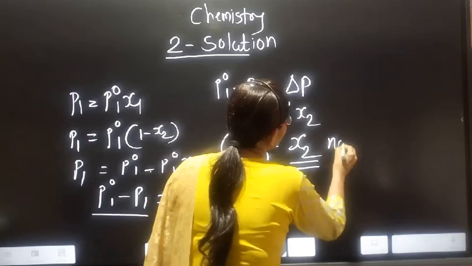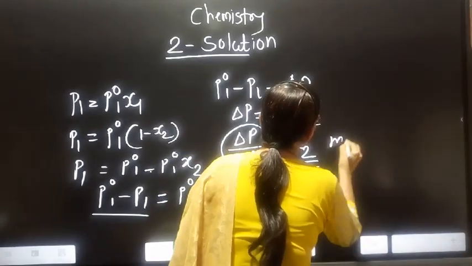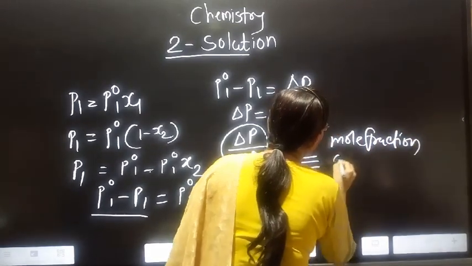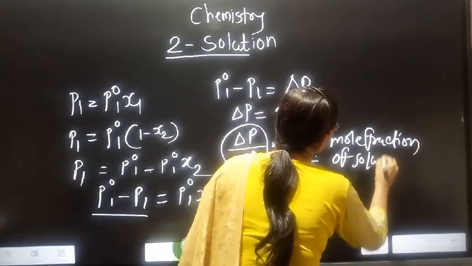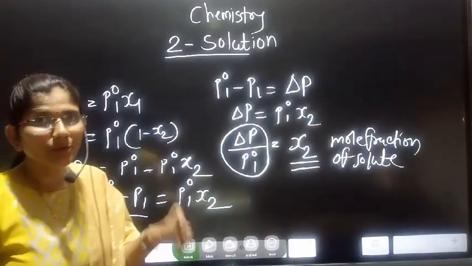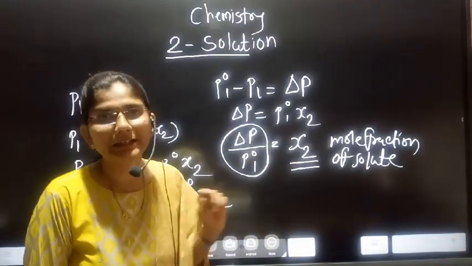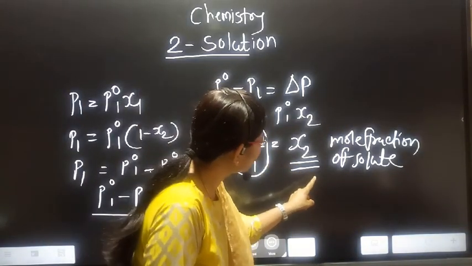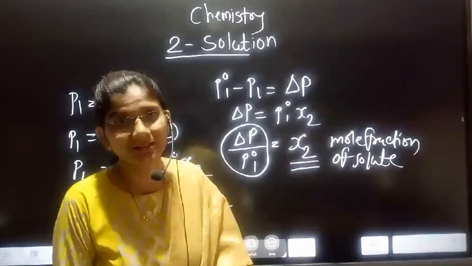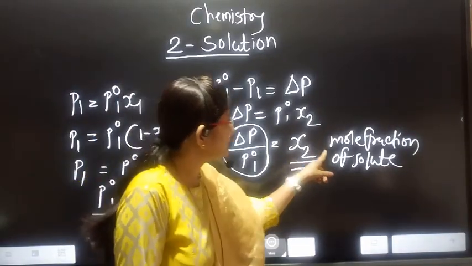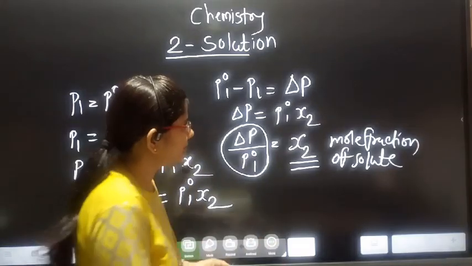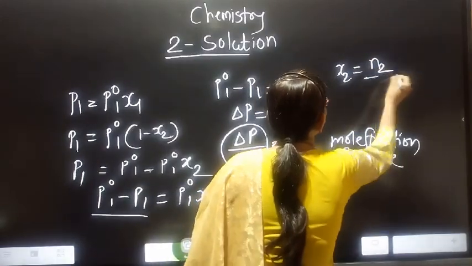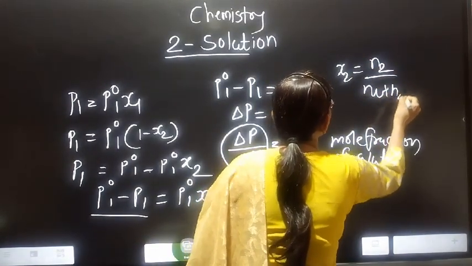X2 means the mole fraction of solute. So it is proved that the relative lowering of vapor pressure is a colligative property. That means it depends on the number of solute particles indirectly, because it depends on the mole fraction of the solute. And what is the mole fraction? X2 which is equal to N2 divided by N1 plus N2.